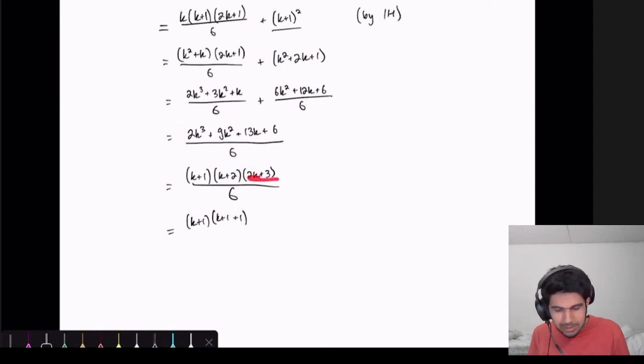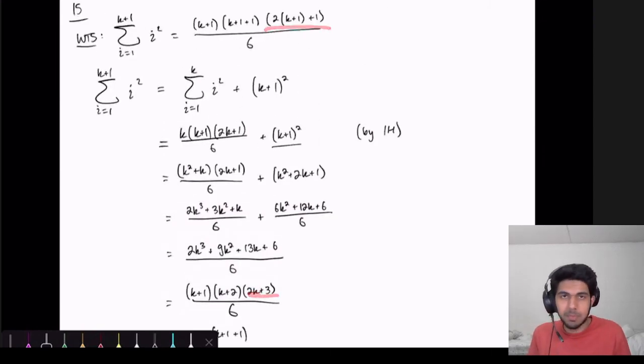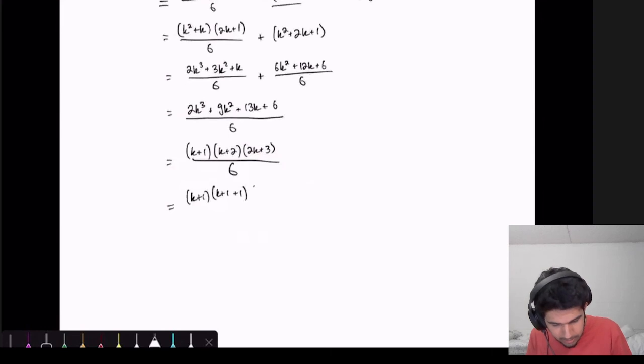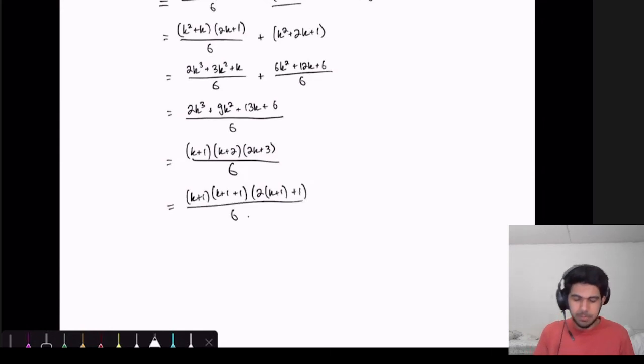2k plus 3, is that equal to this up here? Yes, it is. So 2 times (k plus 1) plus 1, divided by 6. And that concludes the proof by induction. You can add some concluding sentence if you want to. I don't really feel like it, but yeah, that's the proof by induction.